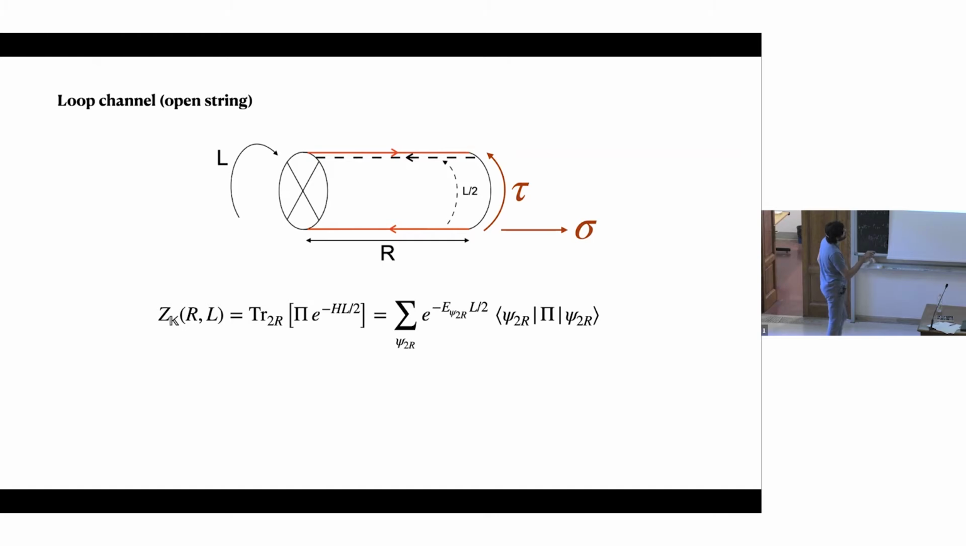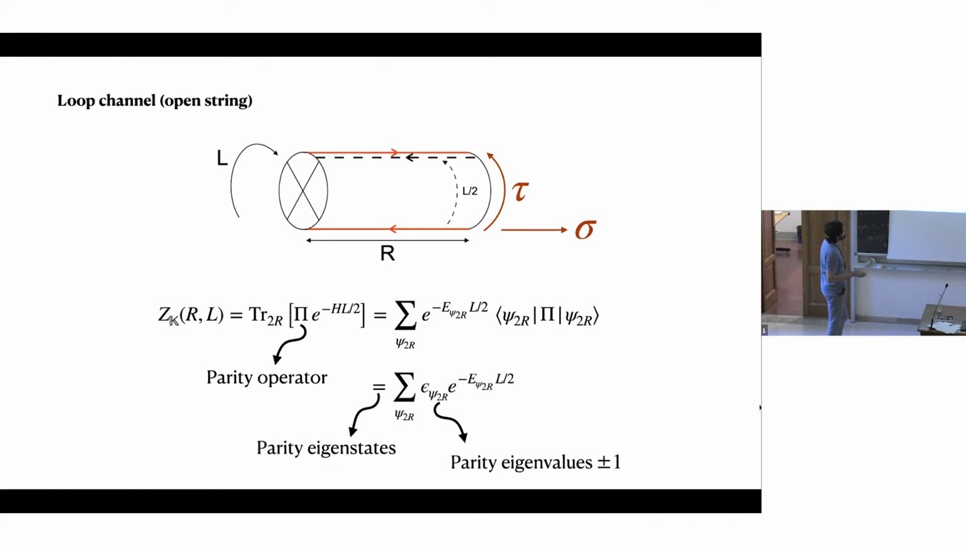So I can decompose this into, so this is the parity operator that reflects this direction. Sigma goes to minus sigma here. And if I decompose this into parity eigenstates, I get this expression here, okay? Where epsilon is the eigenvalue of the parity operator, which takes the value plus and minus 1. Okay, so here it's slightly more subtle than the previous case, but still very simple.